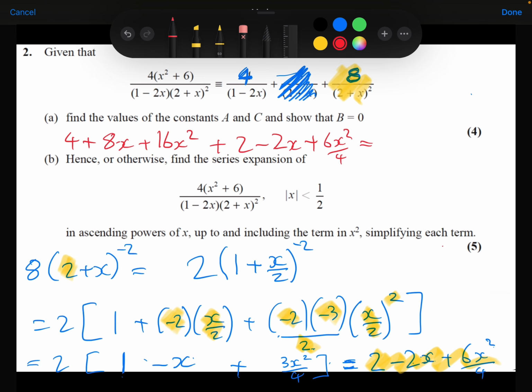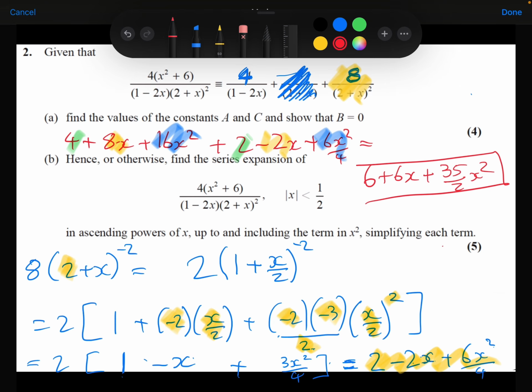And now collecting the like terms, the 4 plus the 2 is 6. The 8x minus the 2x is 6x. And then finally the 16x squared plus 6 over 4x squared is 35 over 2 x squared. And this is your answer.